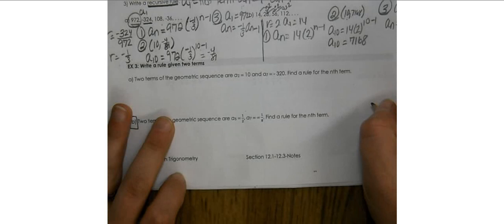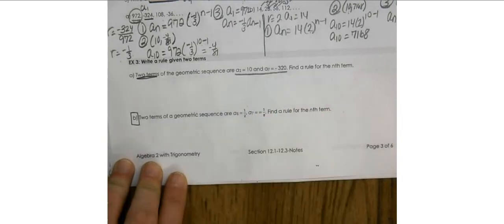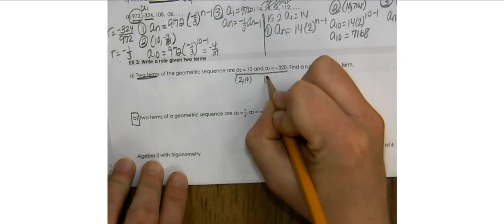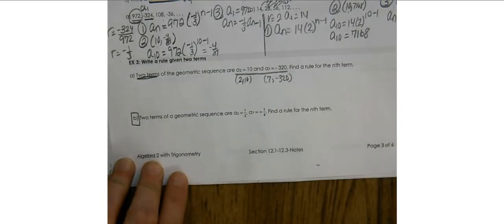So if I'm giving you 2 terms of a geometric sequence, in this case I'm giving you a sub 2 equals 10 and a sub 7 is equal to negative 320, I strongly recommend that the first thing you do is write those as ordered pairs. This is (2, 10) and (7, negative 320). This lets you know that we're just working with ordered pairs.